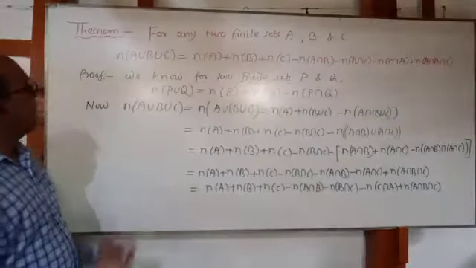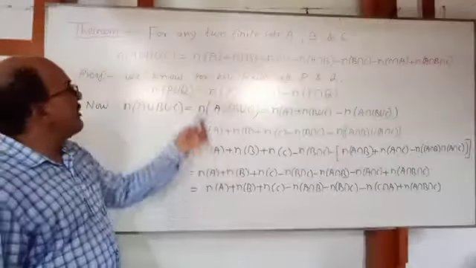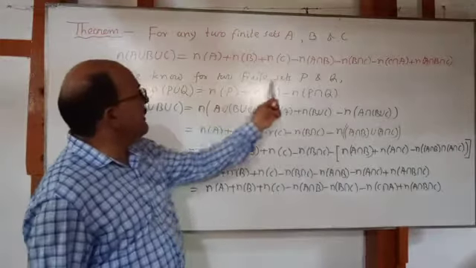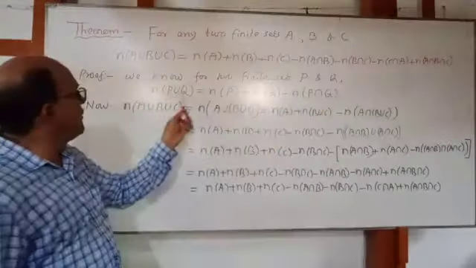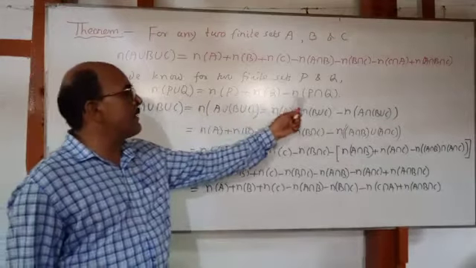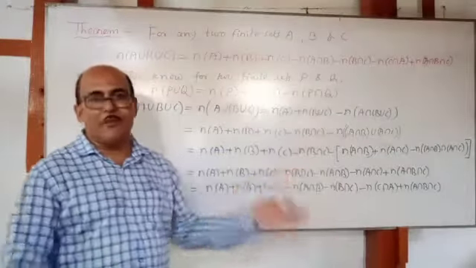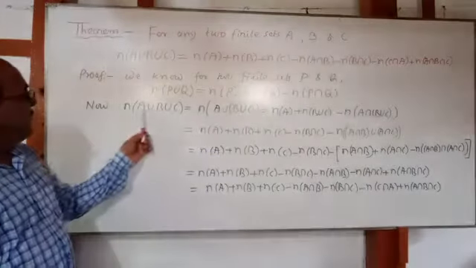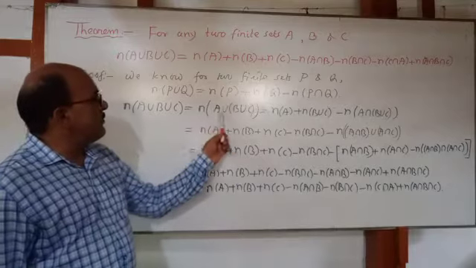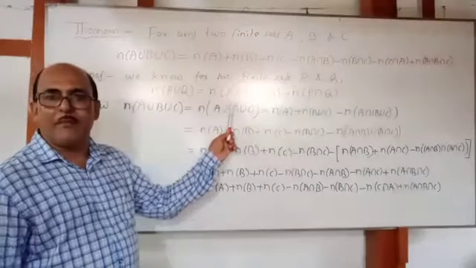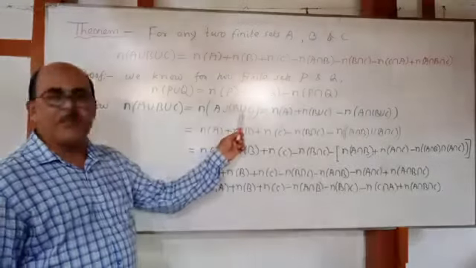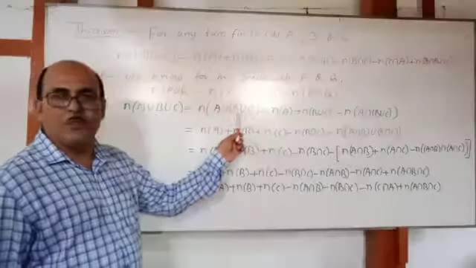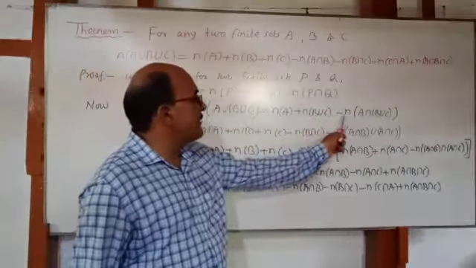Proof. Already we have proved the result for two sets; instead of A and B, I have just written the result for P and Q. For any two finite sets P and Q, we have n(P union Q) equal to n(P) plus n(Q) minus n(P intersection Q). Now we shall apply this result again and again. So n(A union B union C) can be written as n(A union (B union C)), by associativity. We can give the bracket anywhere, to the first two or the last two. I have given the bracket to the last two; you can do it with the first two. So this is as if n(P union Q), so it is n(P) plus n(Q) minus n(P intersection Q).